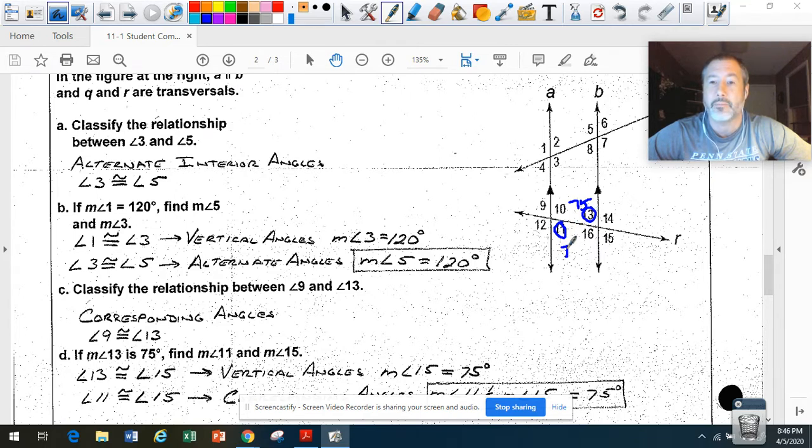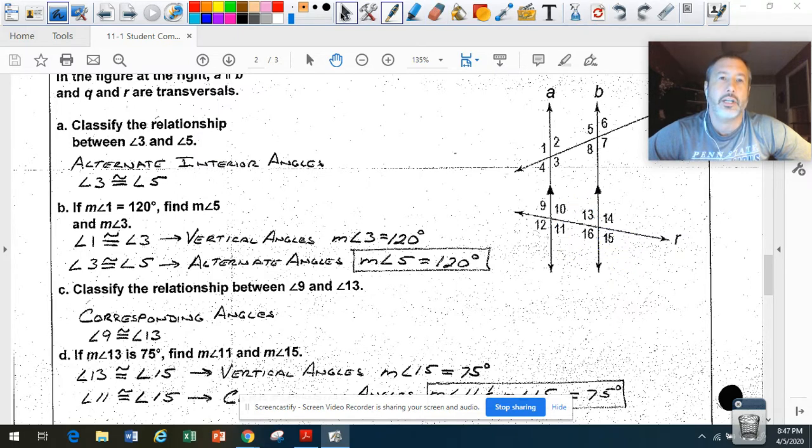So 11 has to be 75 also. Now, they also want to know, what about 15? Let's look here at 15. If 13 is 75 degrees, 15 has to be 75 degrees also, because they are vertical angles. So I know that angle 15 is 75 degrees also, which means they are congruent. If you wanted to work backwards, you can say 15 and 11 are corresponding and congruent also, which makes 11 75 also. So there are several ways to go about this.